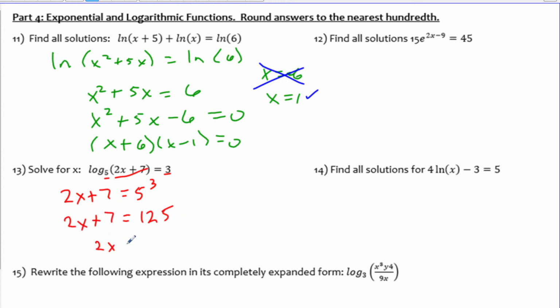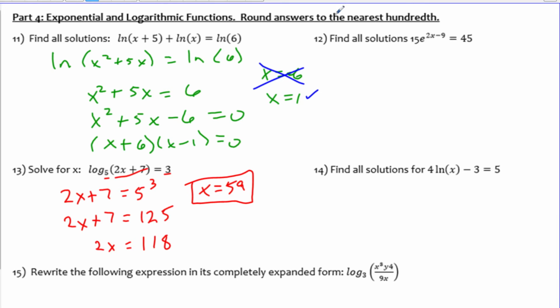That means that 2x is equal to 118. And when I divide both sides by 2, I get that x is equal to, it looks like 59, right? And so again, when I plug in a 59 here, I'm okay. That's definitely going to be positive. So I'm going to say x equals 59 is my only solution for this particular problem. Okay, so just be careful. They're handled slightly differently, but they're both different ways of solving log problems.